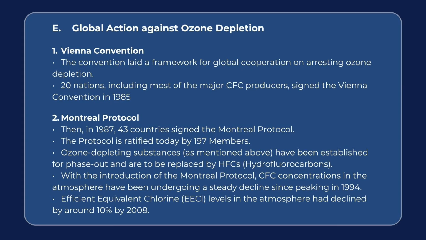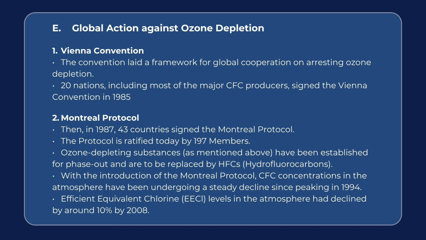In 1985, 20 nations signed this framework to standardize how they measured ozone thickness in Dobson units. It was the first time the world united to acknowledge that human activity was having a detrimental impact on the global environment.